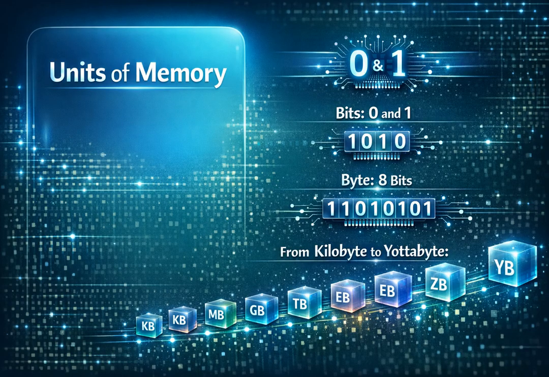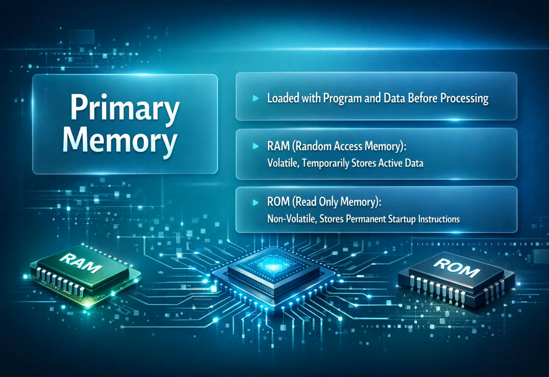Now, let's talk about computer memory. Computers only understand binary digits, 0 and 1, known as bits. A group of 4 bits is a nibble, and 8 bits make a byte. This scales up massively from kilobytes to megabytes, all the way to massive yottabytes. There are different types of memory.